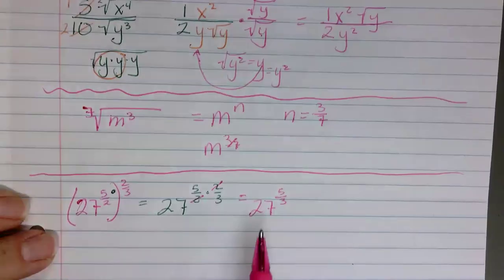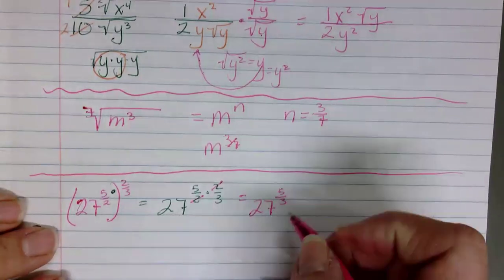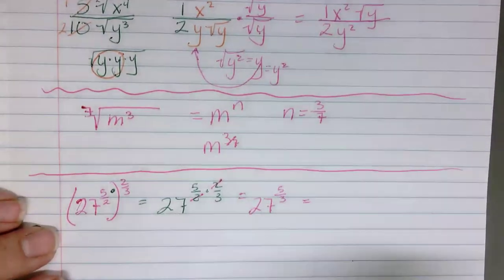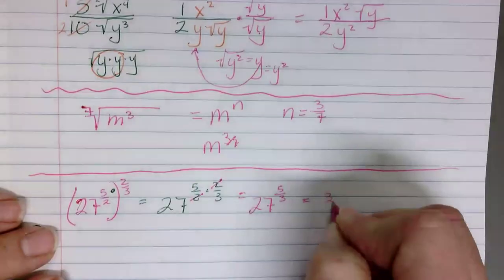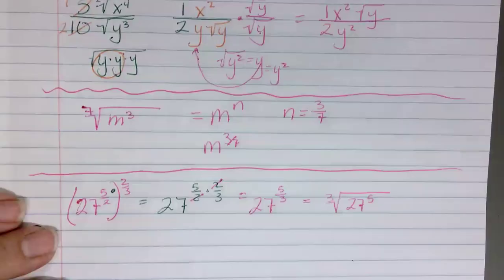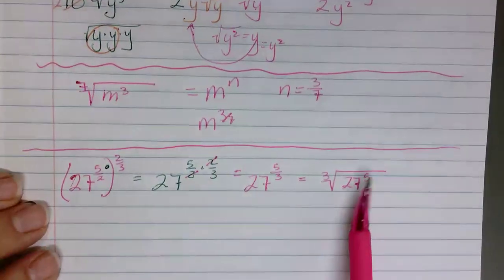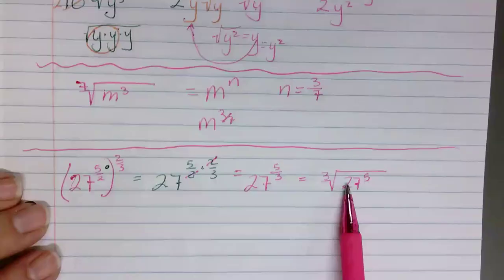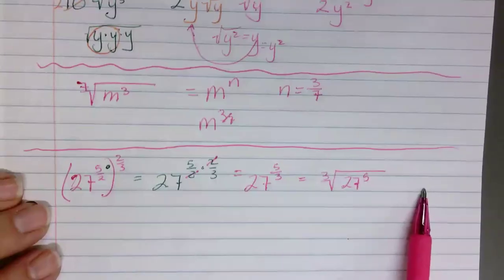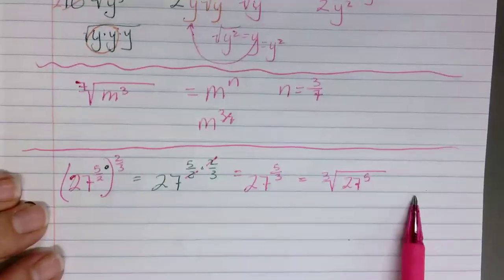Now, because I have a real number, 27, right? Not a variable that I don't know what the number is, I should write this in radical form. So I'm going to go cube root of 27 to the 5th power. We showed two ways of doing this. You could do 27 to the 5th power first and write that really, really big number under the cube root, and then try to figure out what the cube root of that really big number is.